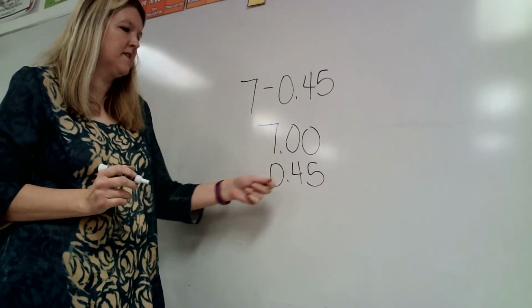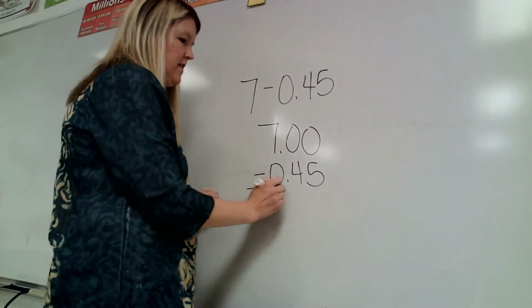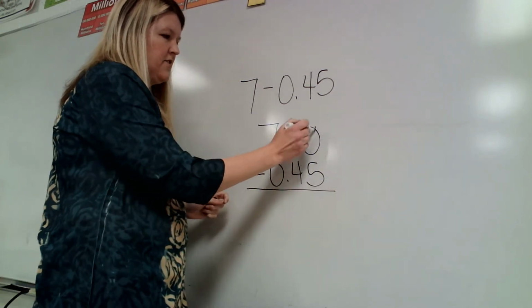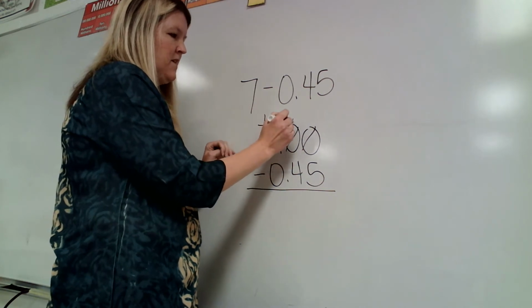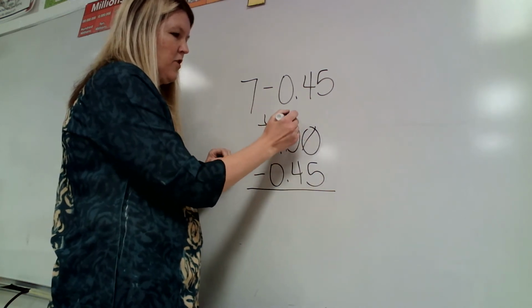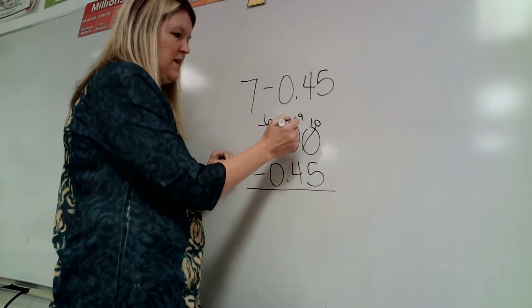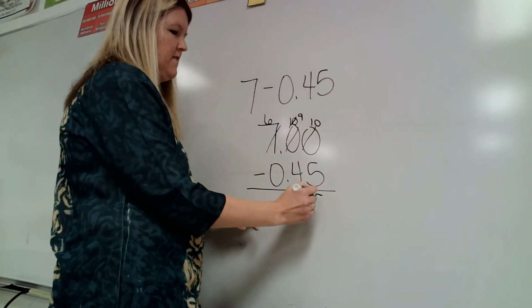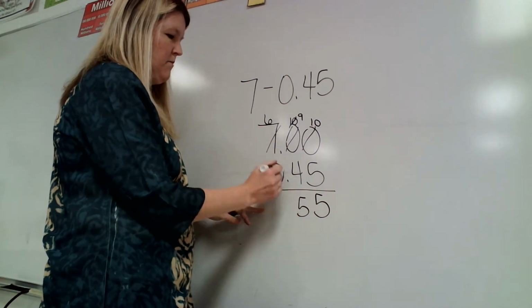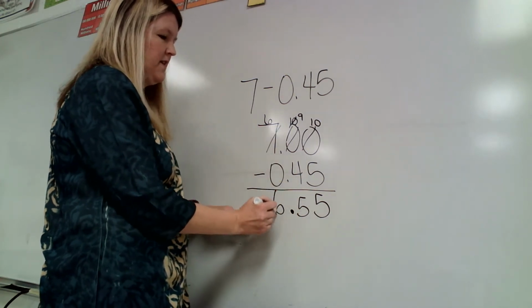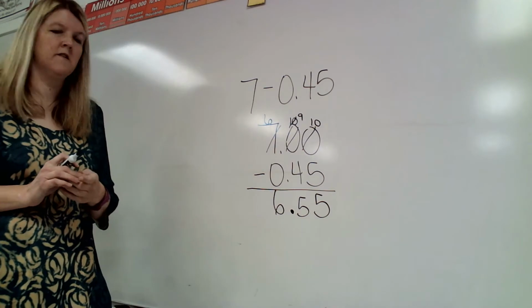So we've got to go ahead and do our subtraction now and our regrouping. So I'm going to have to come all the way over and borrow from the 7 ones. So that would become a 10, but then I still have to borrow. So it becomes a 9. So this is a 10. So then I subtract, bring down my decimal point. So I end up with 6 and 55 hundredths.